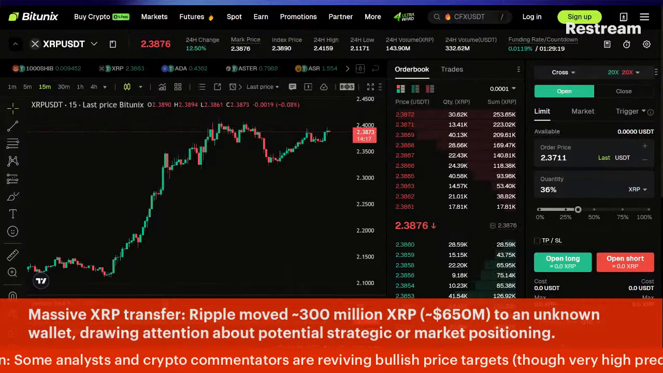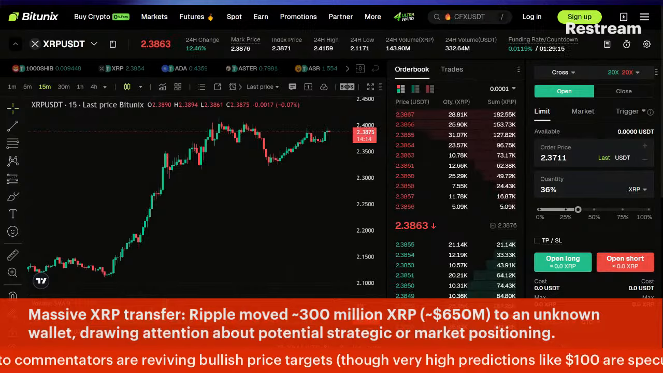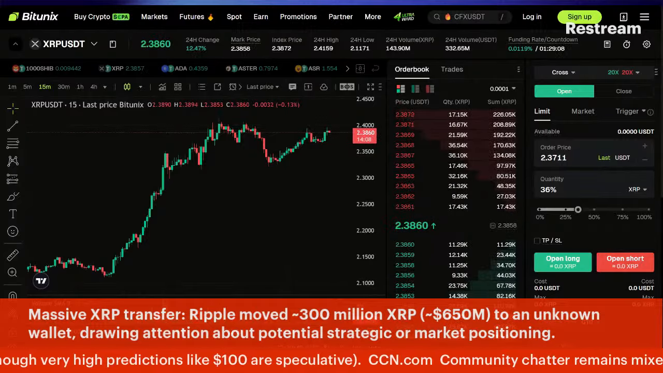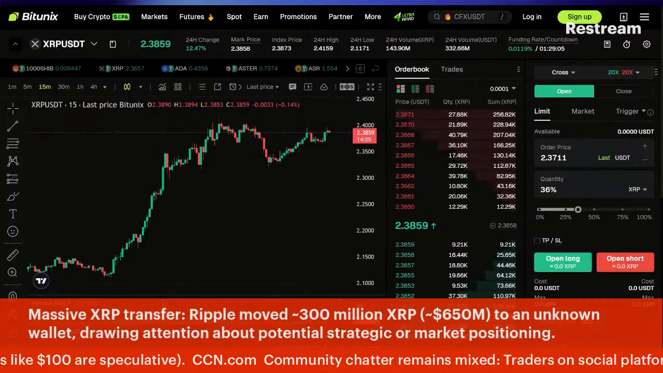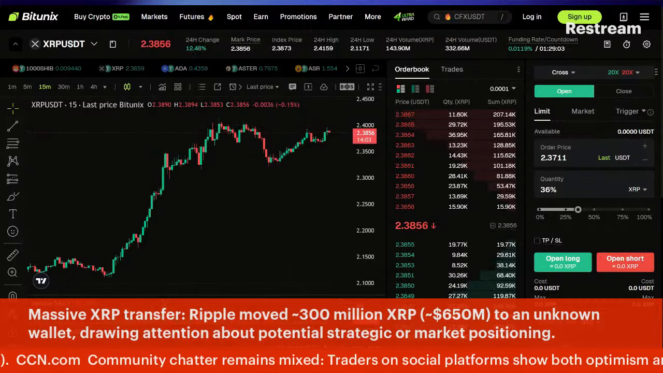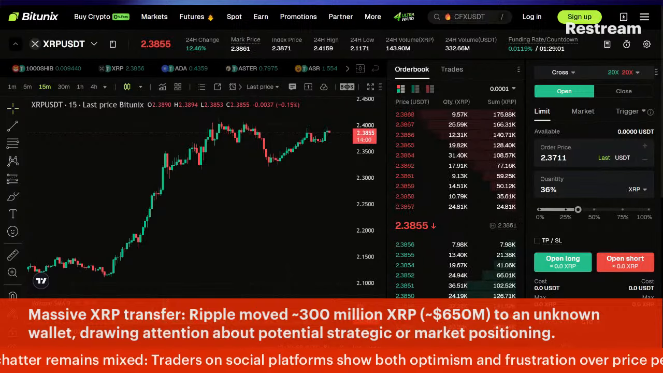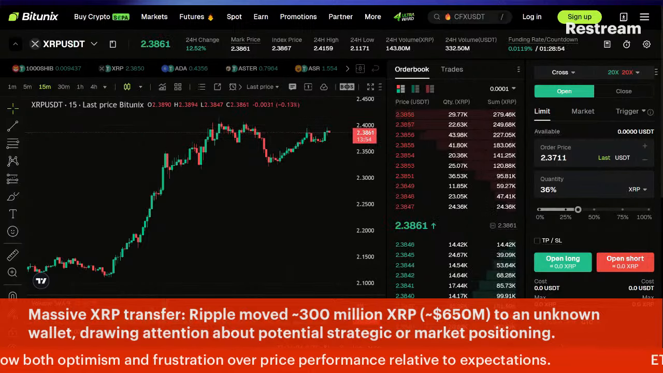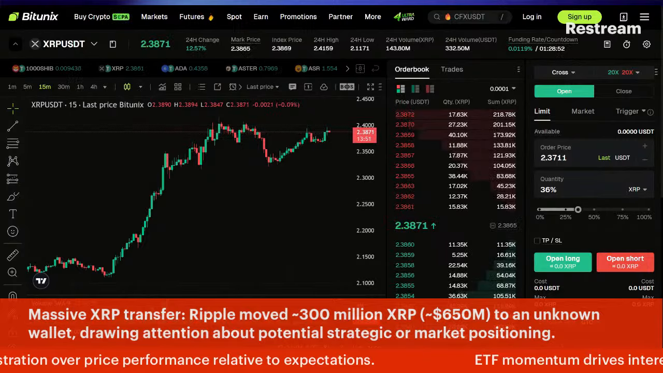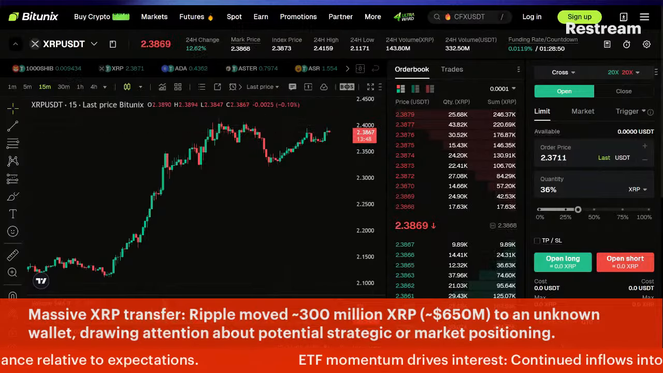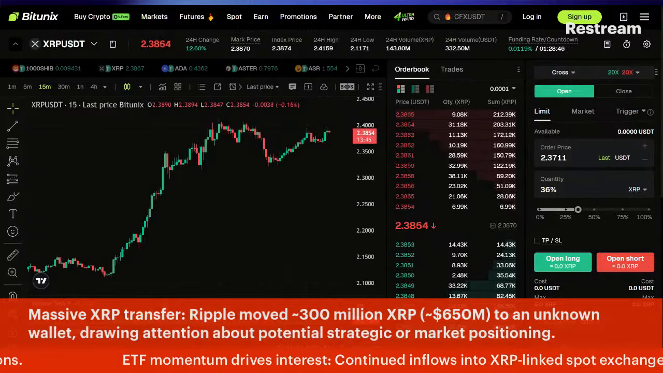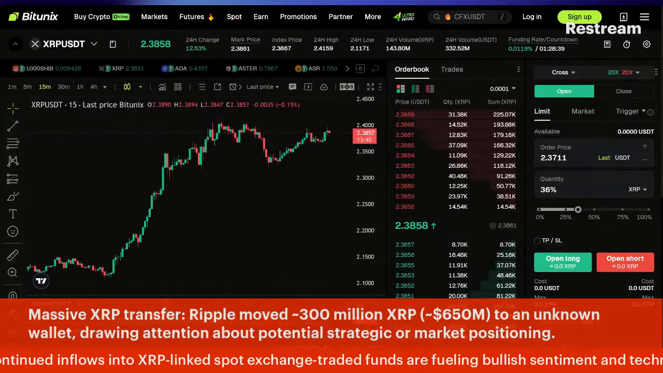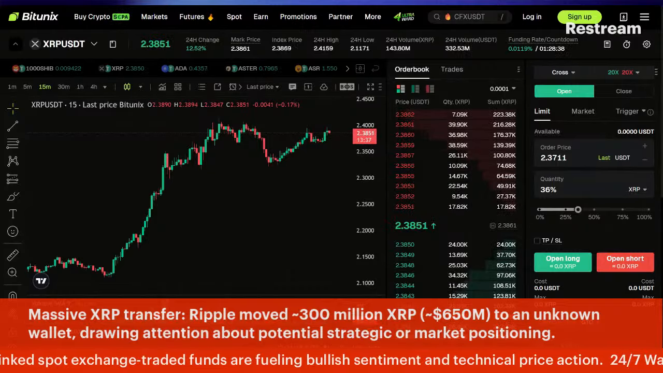Now you can see the price moving sideways in a range, roughly between $2.32 and $2.42 on the 15-minute time frame. So for today, my key intraday support zone is around $2.32 to $2.34, and resistance is around $2.42 to $2.45. As long as the price holds above the $2.32 area, the short-term trend is still bullish for me.